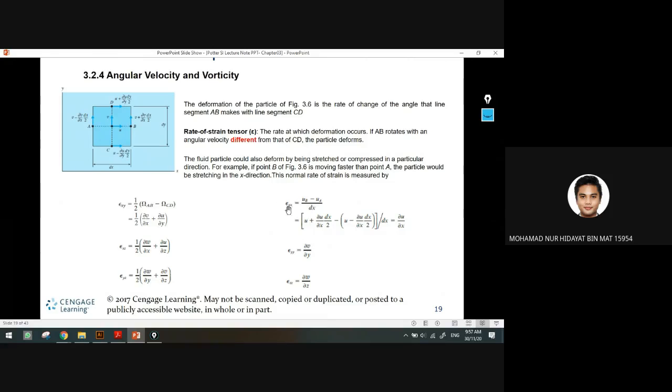So we can express this in terms of epsilon XX, which is the velocity of B minus the velocity of A over the distance in X. When the motion involves Y, you have to use the partial derivative of Y, or the partial derivative of Z if the motion is in the ZZ direction. So that is how the concept of the rate of strain tensor looks. Okay.